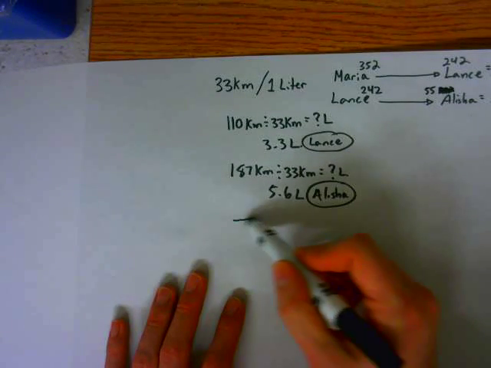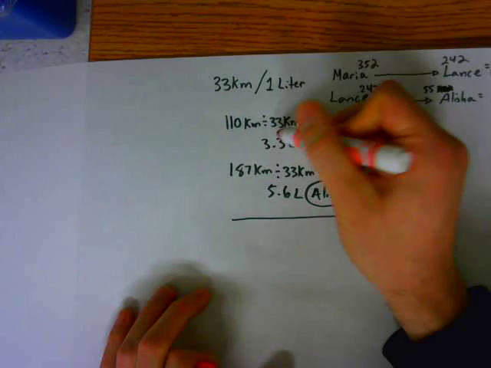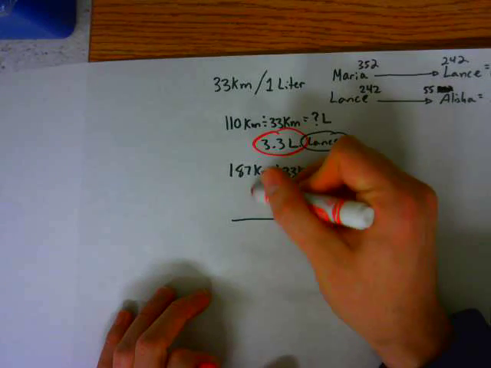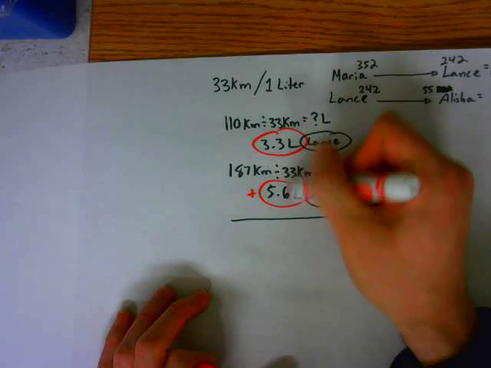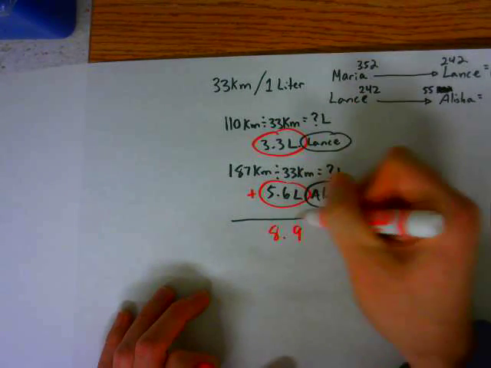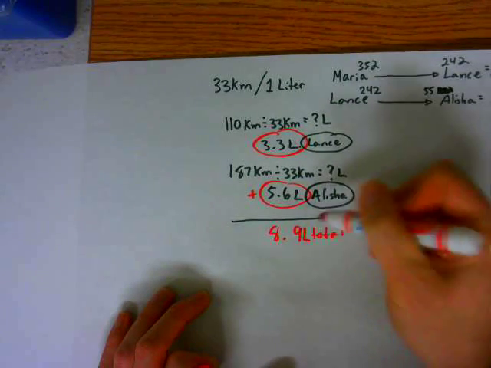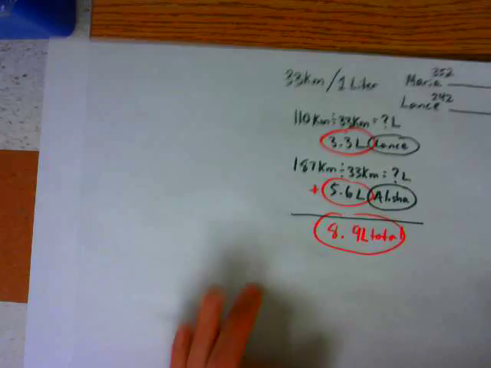And for our total amount of liters, how many liters did she use total? We can add them up again. So take Lance's 3.3 liters plus the 5.6 liters. 3 plus 6 is 9. 3 plus 5 is 8. And that gives us a total of 8.9 liters. So now we have our totals in liters, and we have our totals in kilometers.